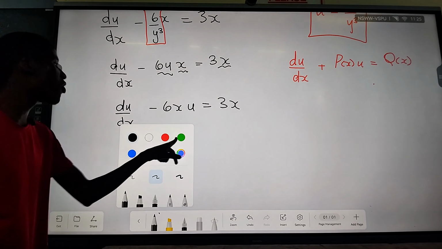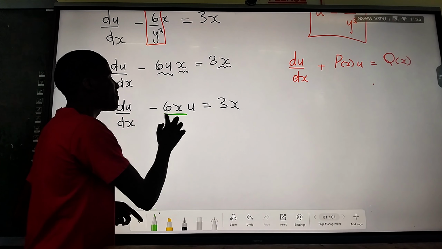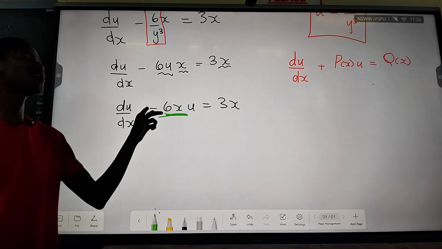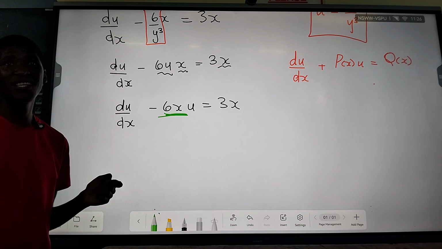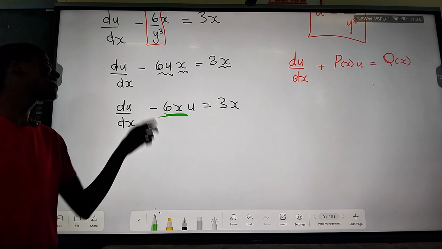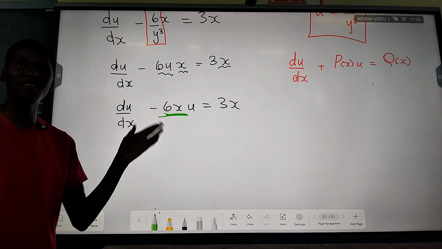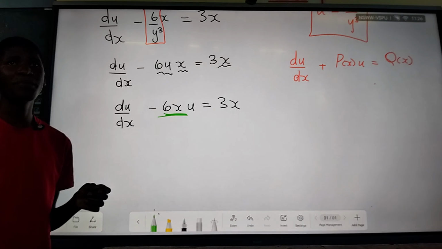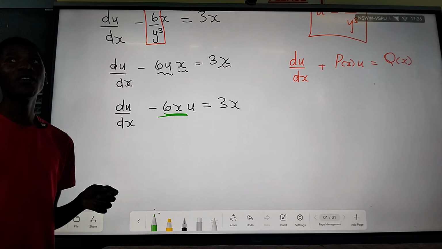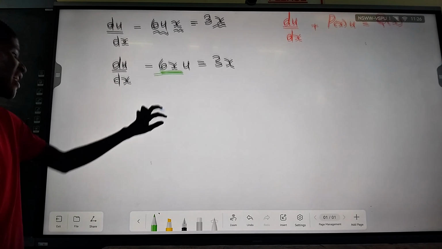This is how a person identifies p(x). Our p(x) is what? Negative 6x. Or you could say it is negative x, a constant doesn't matter, it is still multiplying in the same way. So this is now a linear differential equation.